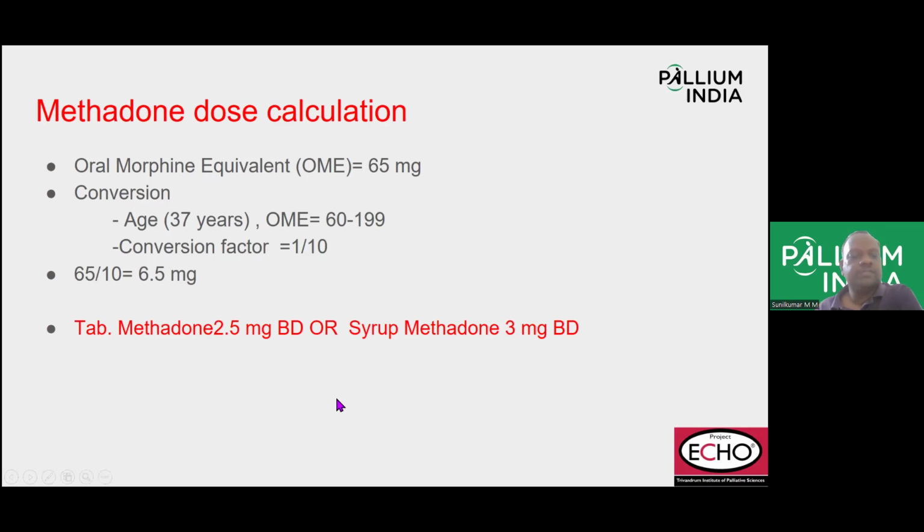So if it is tab methadone, you can give 2.5 milligram BD. We are starting only with 5 milligram. But if you have syrup, maybe 3 milligram BD or 2 milligram TID can be given.